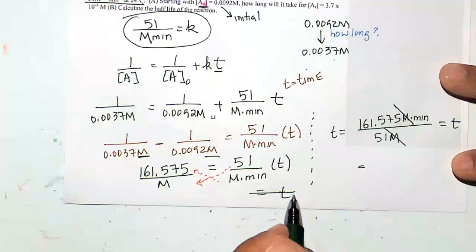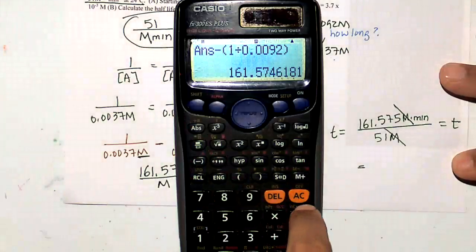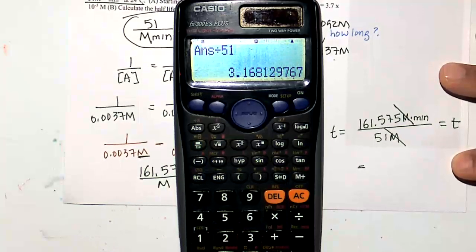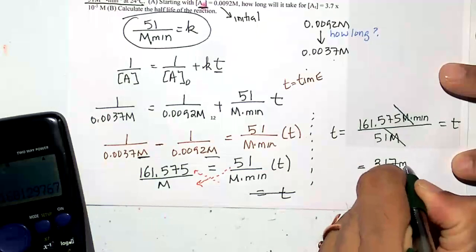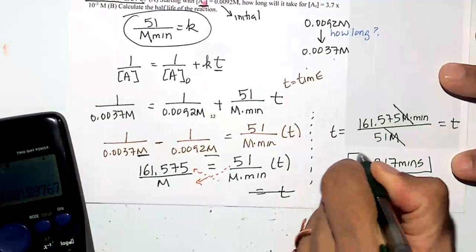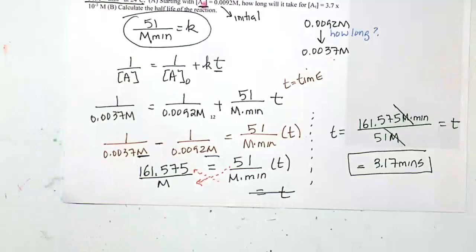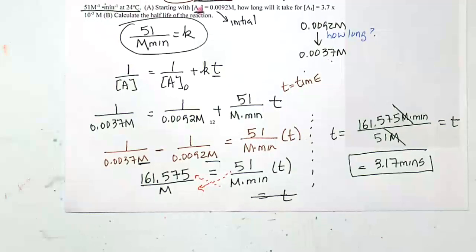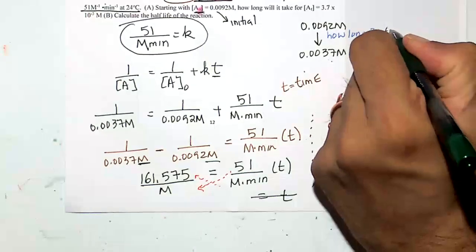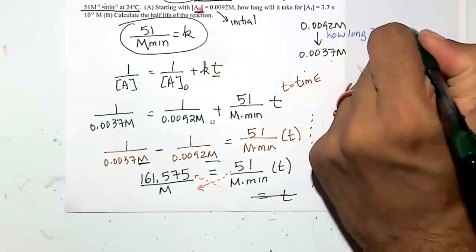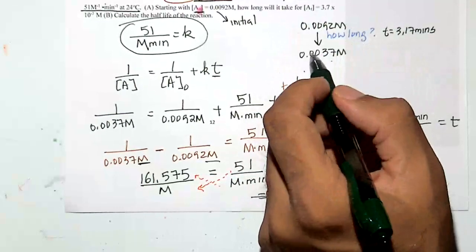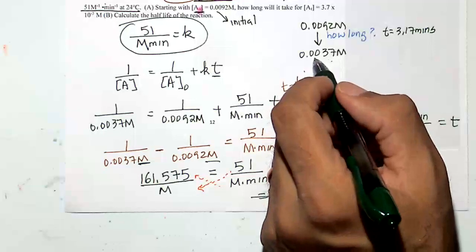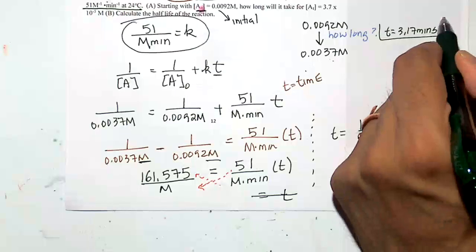The M's cancel, and what's 161.575 divided by 51? 3.17 minutes is the answer I'm getting. So the answer for part A is it takes 3.17 minutes in this reaction to go from 0.0092 to 0.0037. This is second order decay.